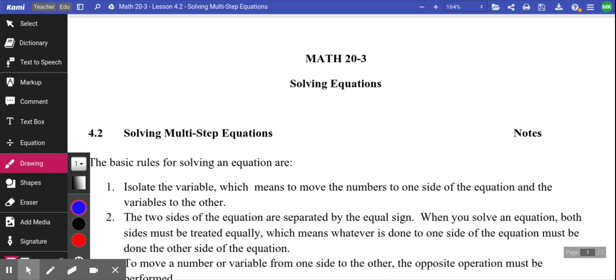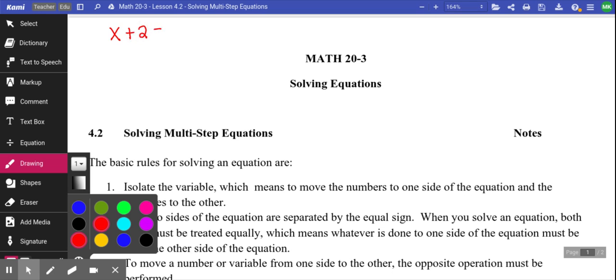So a one-step equation would have looked like this. You would have had x plus 2 equals 4. This is a one-step equation because there's only one number attached to the x that needs to be moved to the other side of the equal sign. This plus 2 is being attached to the x. We have to move it to the other side.